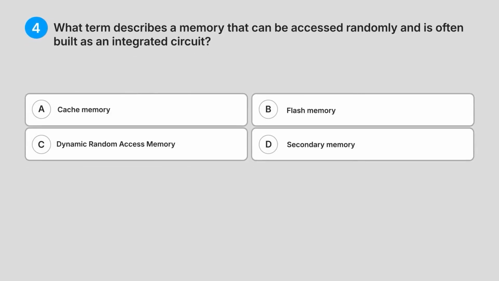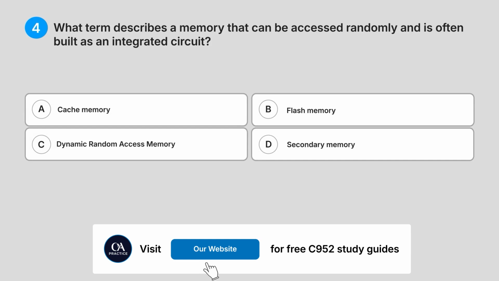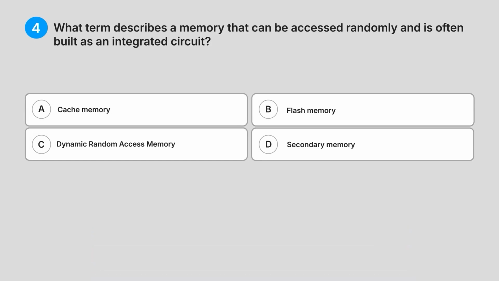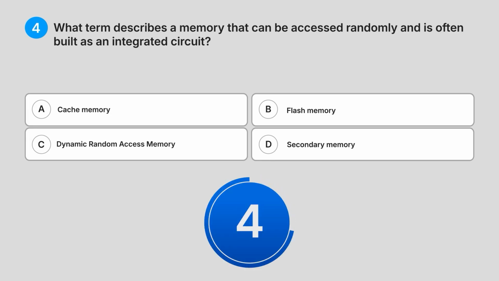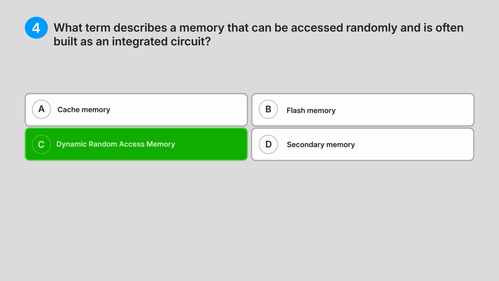4. What term describes a memory that can be accessed randomly and is often built as an integrated circuit? A. Cache memory. B. Flash memory. C. Dynamic random access memory. D. Secondary memory. Can you guess the answer? Correct answer, C. Dynamic random access memory.